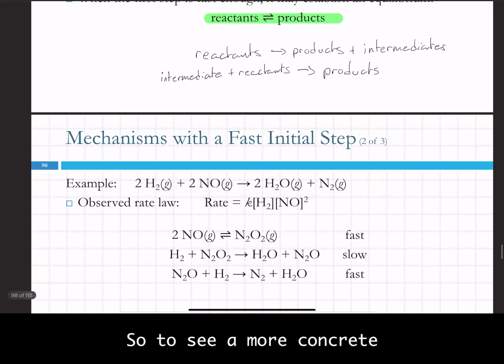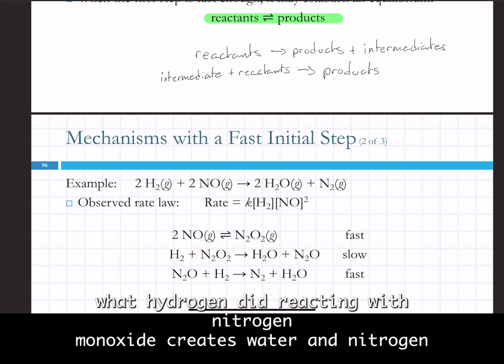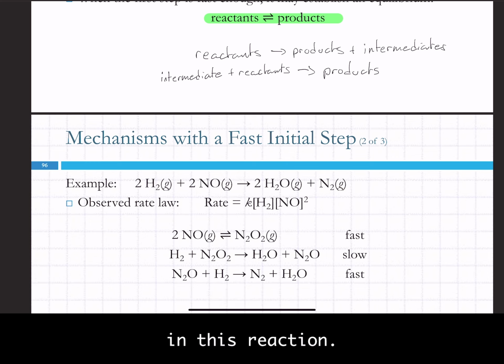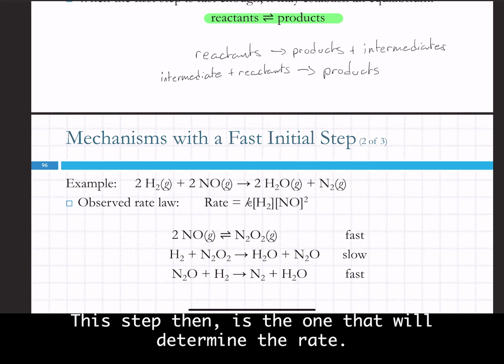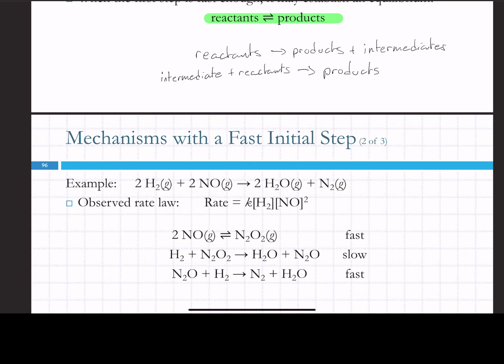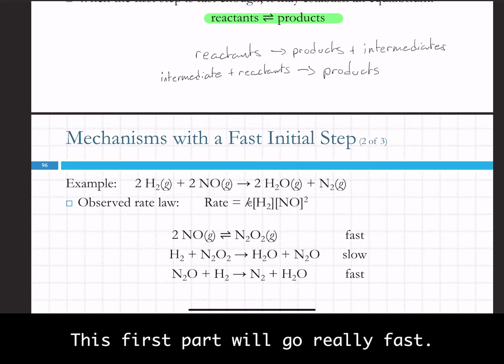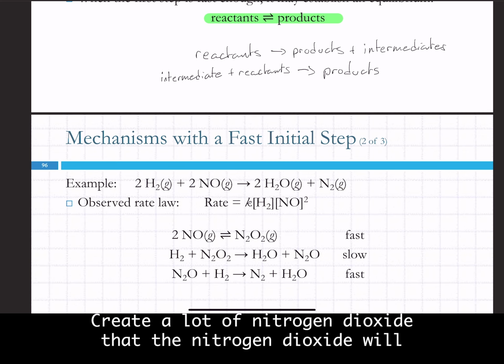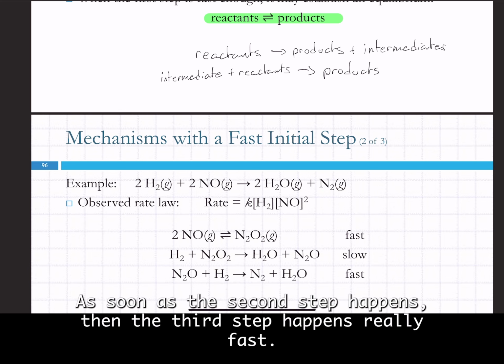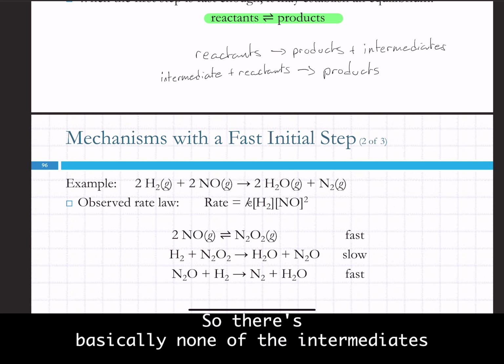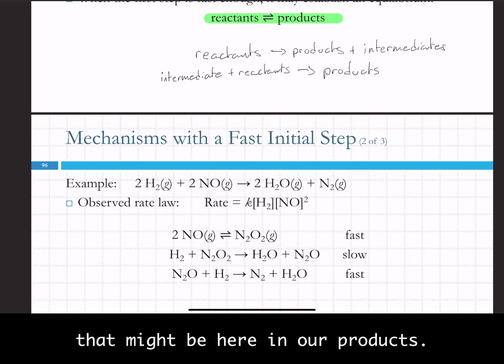So to see a more concrete example of this, I've got hydrogen reacting with nitrogen monoxide creates water and nitrogen. In this reaction, my first step here is fast. My second step is slow. This step then is the one that will determine the rate. This is the bottleneck. This first part will go really fast, create a lot of dinitrogen dioxide. That dinitrogen dioxide will then hang out in a stable concentration until it gets used in the second step. As soon as the second step happens, then the third step happens really fast. So there's basically none of the intermediates in our products. They get used up immediately.